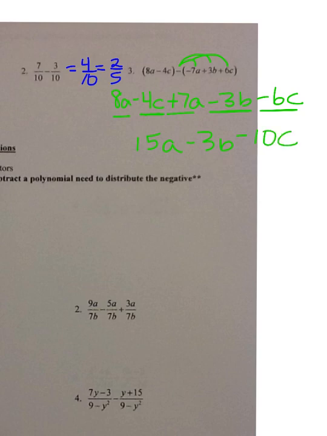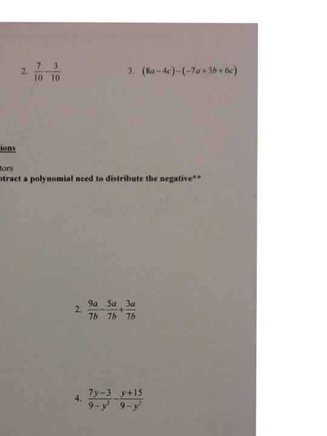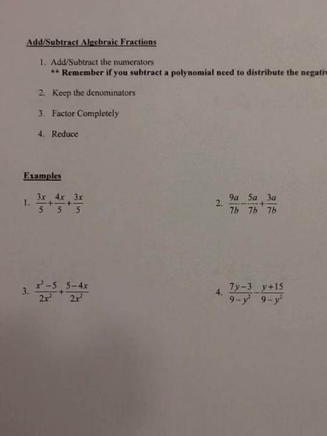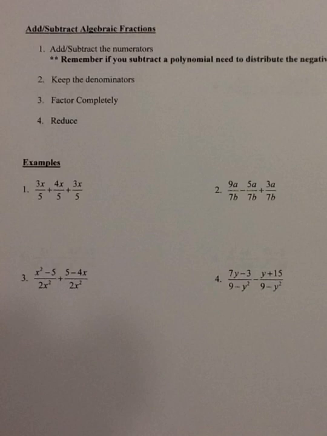Okay, so now we're going to put all this together with algebraic fractions. All right, so let's take a look at what we have to do. So it says to add or subtract the numerators. Remember, if you are subtracting a polynomial, you need to distribute the negative. Keep the denominators.